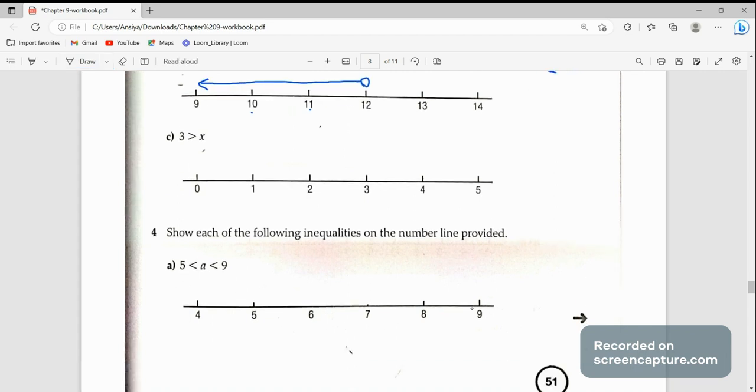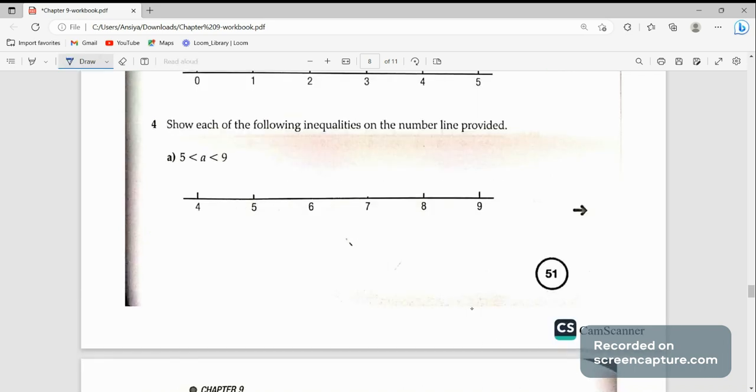Now the other one. 3 greater than x. So 3 is greater than x. Or you reverse it: x less than 3. So the x value is less than 3, or 3 is greater. All other values are less than 3. So towards here. Now is 3 included? No. Put an open circle.